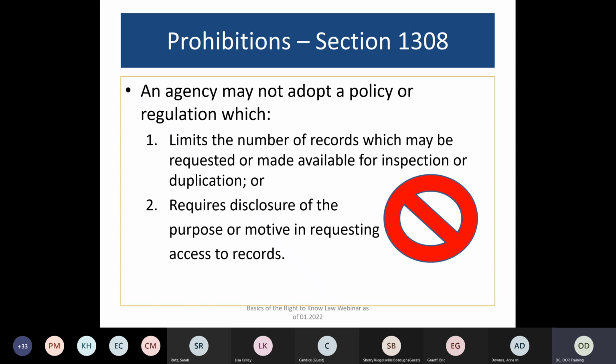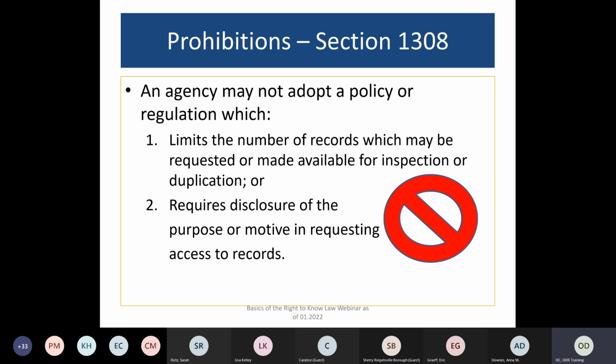Also, you cannot compel a person to disclose why they are filing the Right to Know request, why they want the records. Okay, you cannot force them to tell you that. Now, I'll go off script here for a moment. The greater majority of Right to Know requests are from people who are legitimately seeking records.